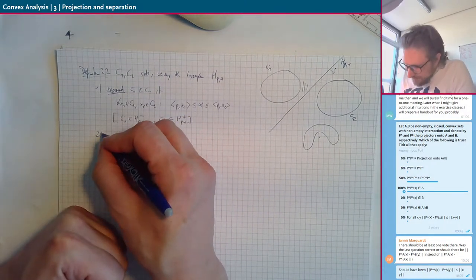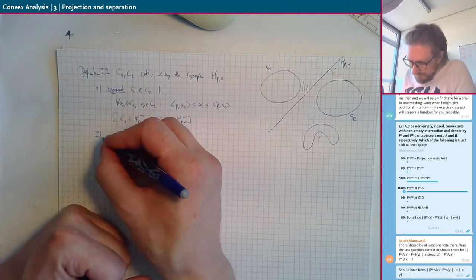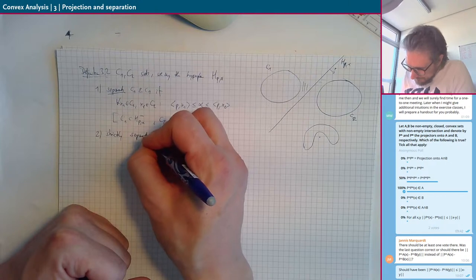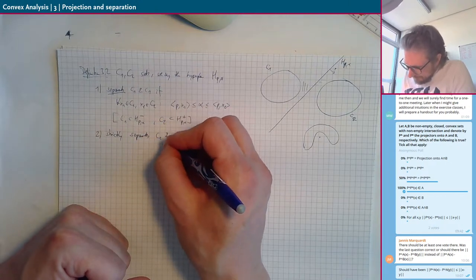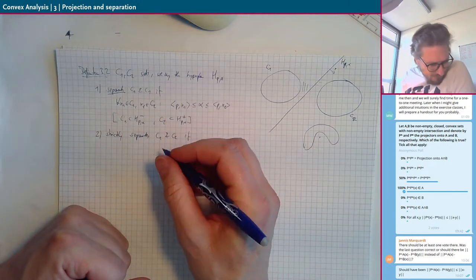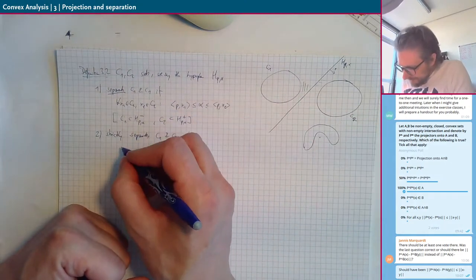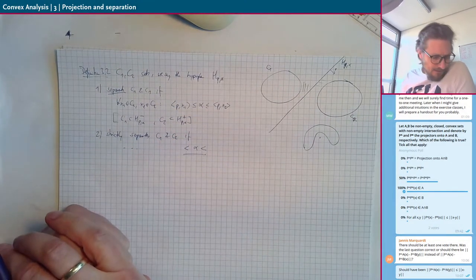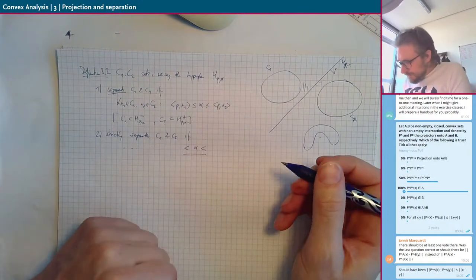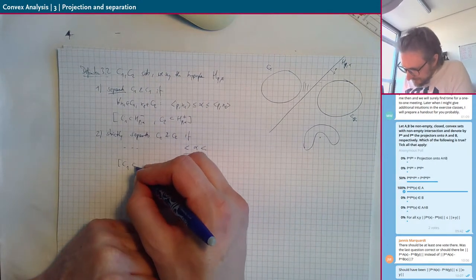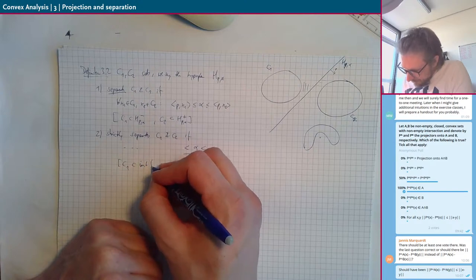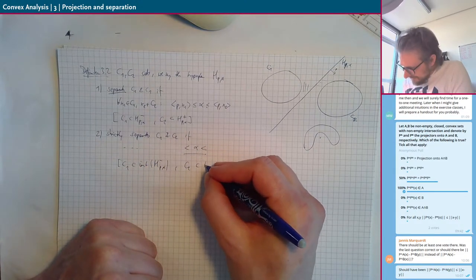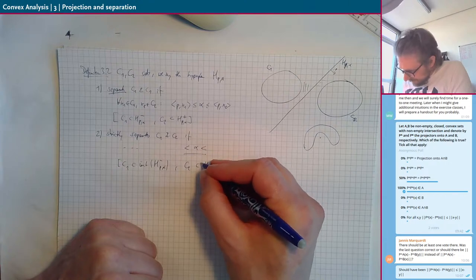But there's more notions. Sometimes you want to strictly separate. This holds if basically the same thing holds, but only with strict inequalities. So in terms of half spaces, you would say that C1 should be contained in the interior of the negative half space, and C2 should be contained in the interior of the positive half space.